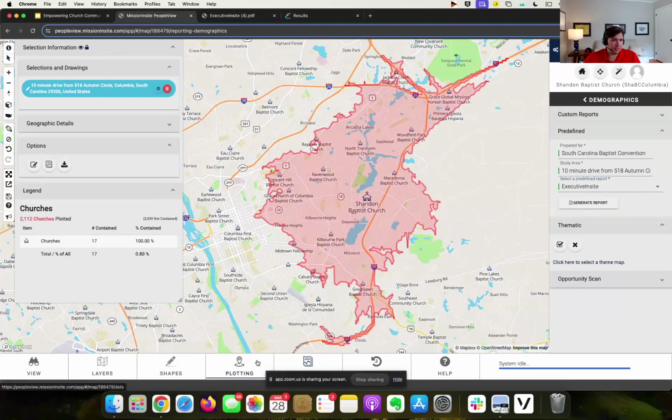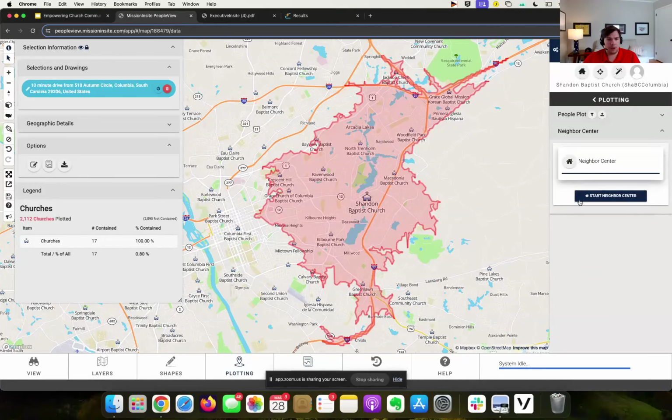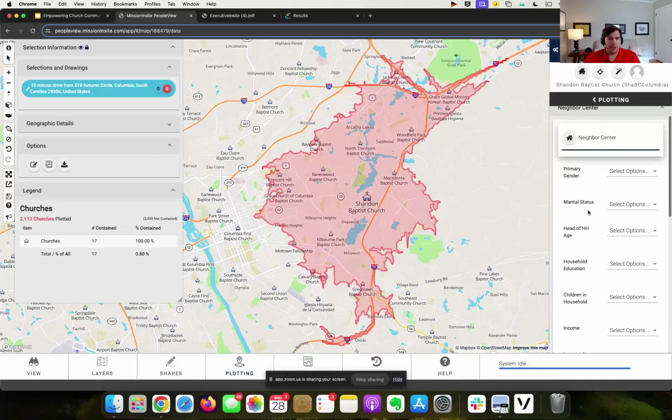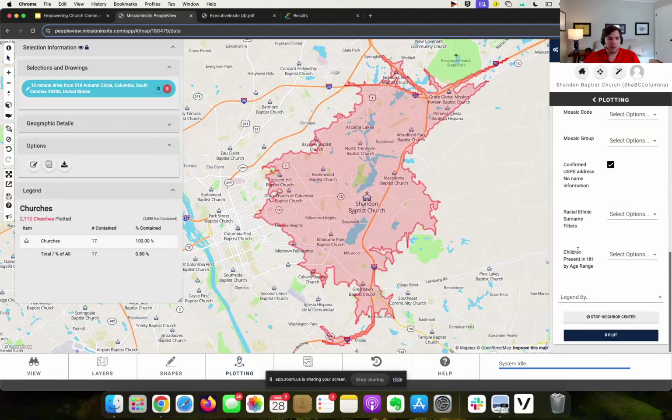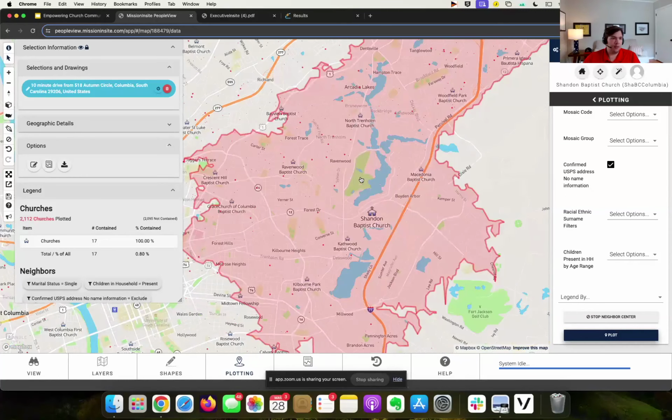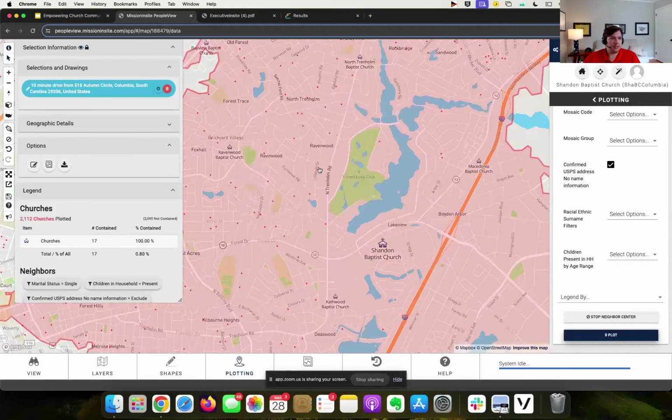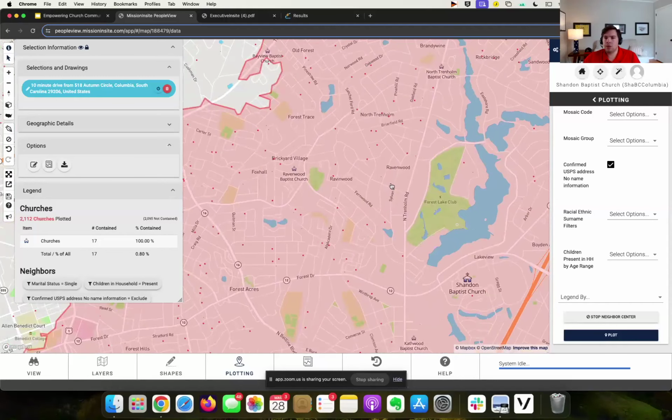Well, not every program has something like this, but Mission Insight has something called Neighbor Center that I can come in and I can say, hey, show me all the people that are single and do have children in the household. And I can hit plot. And as I zoom in, you're going to see red dots. Those are the households that fit the criteria I just searched for. This is public information.